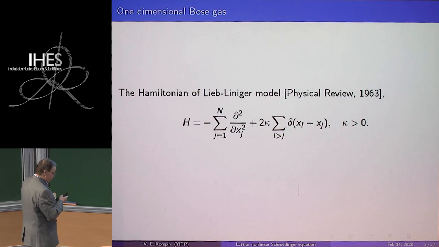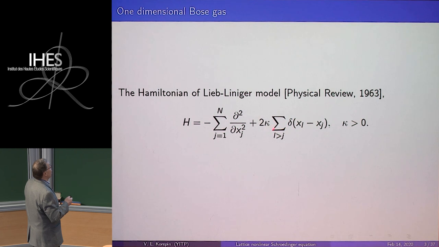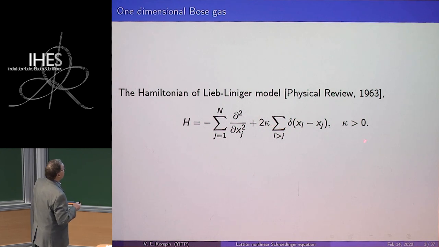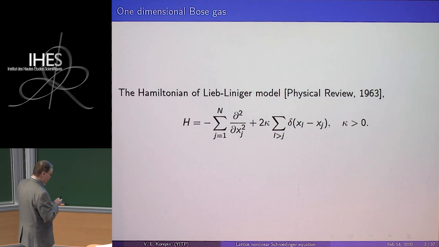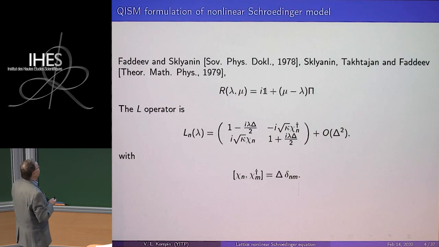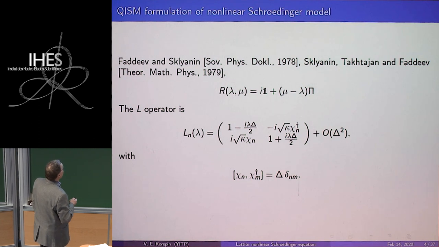There are also several different ways to write down the Hamiltonian. This is the representation in terms of many-body quantum mechanics, kinetic energy and delta potential. The coupling constant will be positive for this lecture. Later, I will write it in terms of the quantum Bose fields, with the standard Bose commutation relation. Delta is a positive number, which I will interpret later as the step of the lattice.